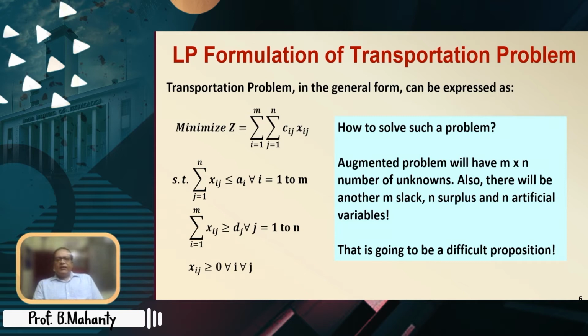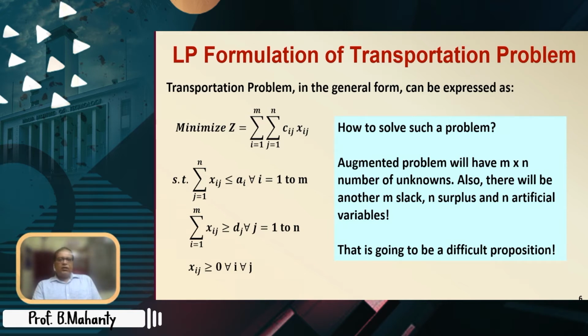Now the question is that if you want to solve this linear problem in the usual manner, the augmented problem will have m into n number of unknowns. And also there will be m slack, n surplus and n artificial variables. Can you see that? Because the availability constraints are m in number, there will be m slack variables. The demand constraints are n in number, so there will be n surplus and n artificial variables. So what is the total number of unknowns? It is m into n plus m plus 2n.